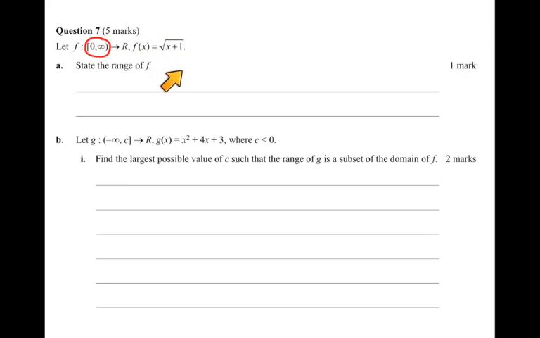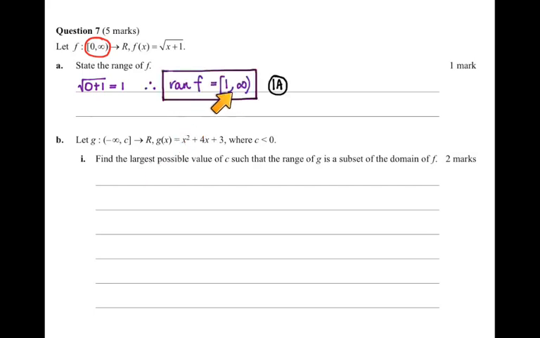This is an increasing function. So what does 0 do? It starts at 1 and then just goes on to infinity. So it's pretty clear that the range of f here is 1 to infinity.